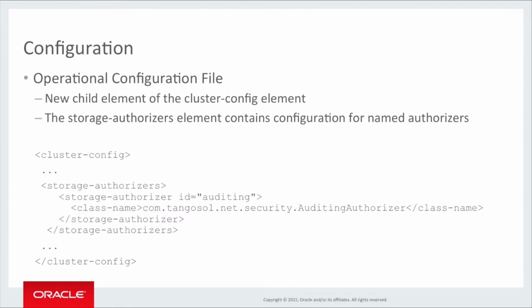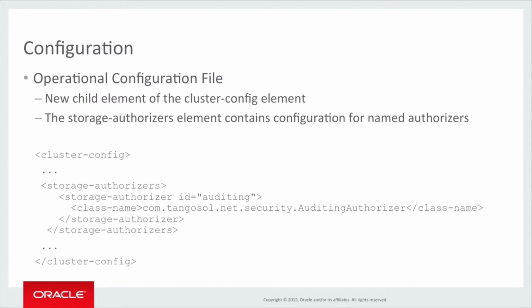The snippet of configuration shown here is actually taken from the standard operational configuration. Coherence provides one out-of-the-box storage authorizer with an ID of auditing. This particular implementation just logs all cache access to the Coherence log. The storage authorizers element contains the configuration for each storage authorizer. There can be as many storage authorizer elements as you require for your application. Each cache could, in theory, be configured to use a different storage authorizer.